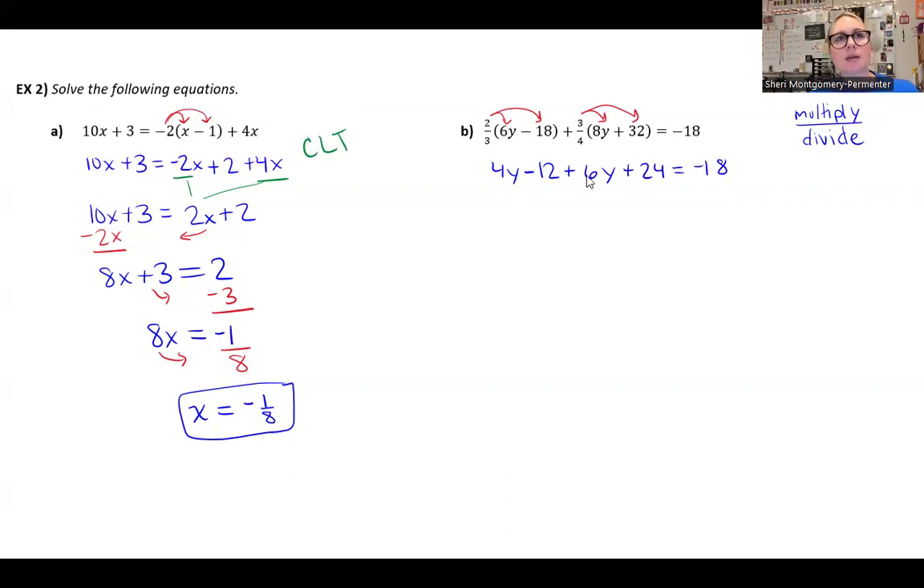Okay. So it looks like I can combine like terms. I've got 2 y's and then 2 constants. So let's combine like terms first. We have to do that before we can get started. I'm going to put these y terms together, and I'm going to put these constants together. So what would 6 and 4 be? I've got 10y. And then I start with the biggest whole positive number if possible. 24 minus 12.